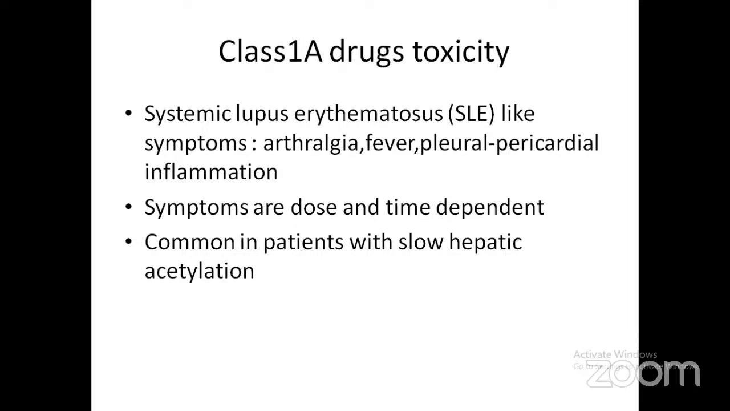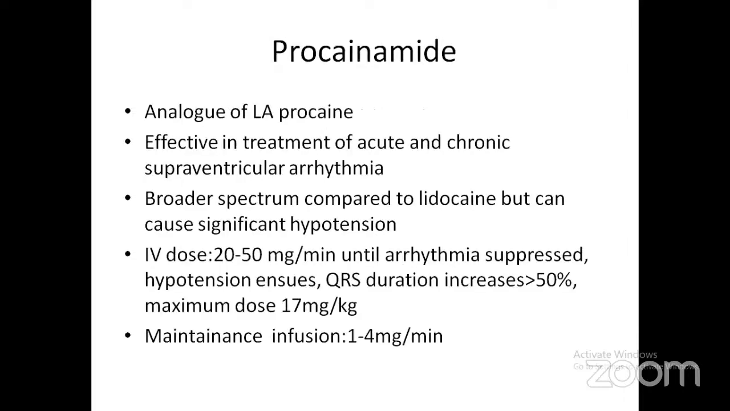Quinidine causes systemic lupus erythematosus-like symptoms such as arthralgia, fever, and pleural and pericardial inflammation. Symptoms are dose and time dependent, hence common in patients with slow hepatic acetylation. Procainamide is an analog of the local anesthetic procaine. It is effective in treatment of acute and chronic supraventricular arrhythmia. It has a broad spectrum compared to lidocaine, but can cause significant hypotension.